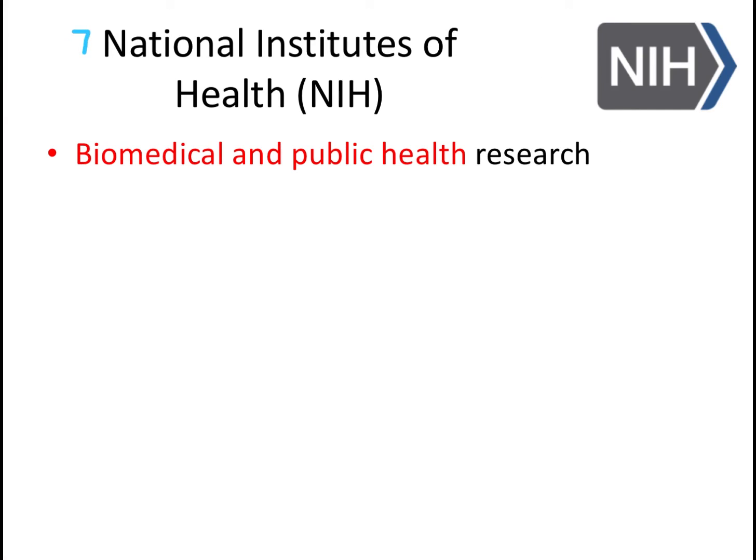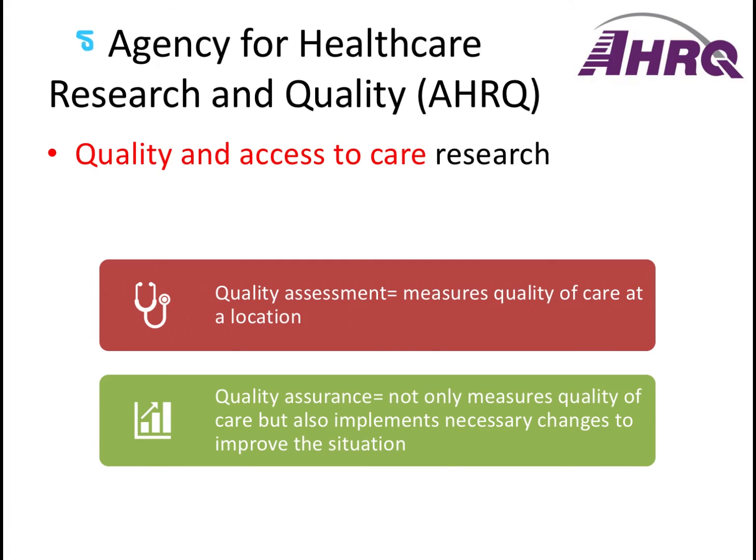Number 7 is the National Institutes of Health, and this organization or agency focuses on biomedical and public health research. And our last one, number 8, is the Agency for Healthcare Research and Quality. And so this one focuses on quality and access to care research. So some of the things it might look at in terms of quality are quality assessment, which measures the quality of care at a given location, and quality assurance, which not only measures what quality assessment does, but also implements necessary changes to improve that certain situation.